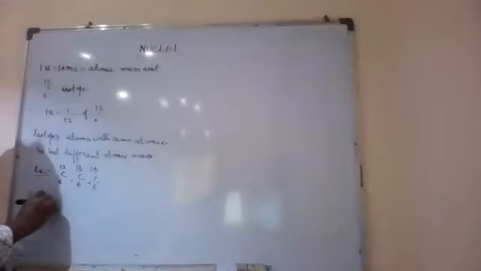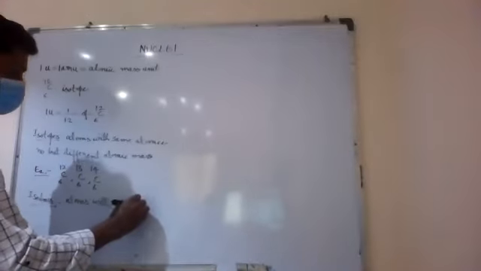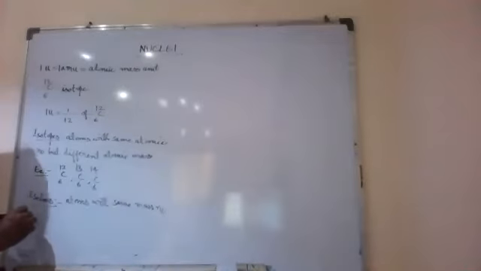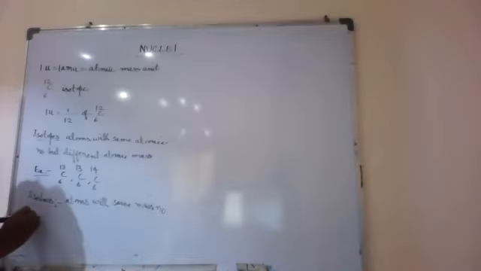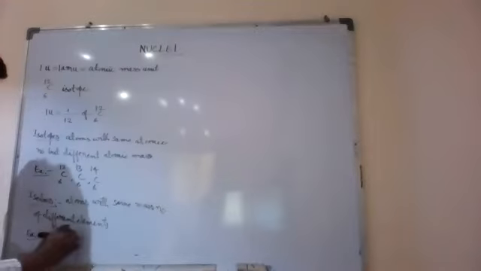Next is isobars. What are isobars? Isobars means atoms of different elements with the same mass number. Example for this is C-6-14 and N-7-14. These are the examples.